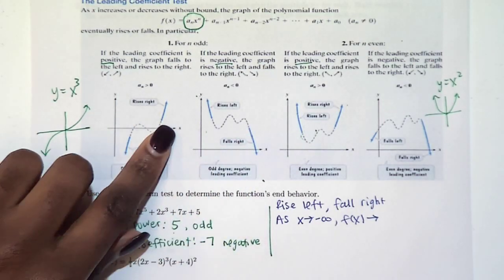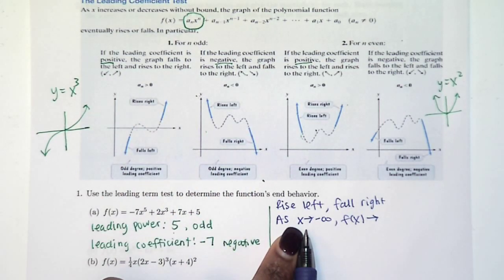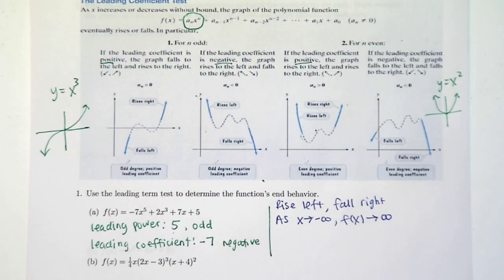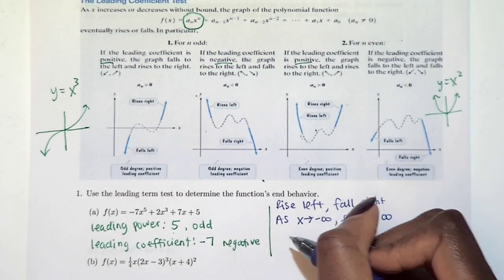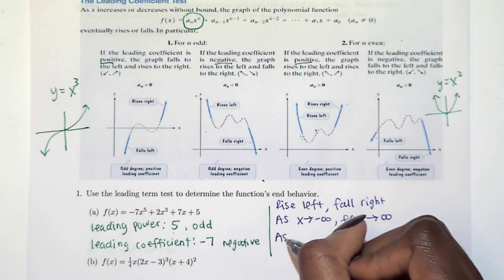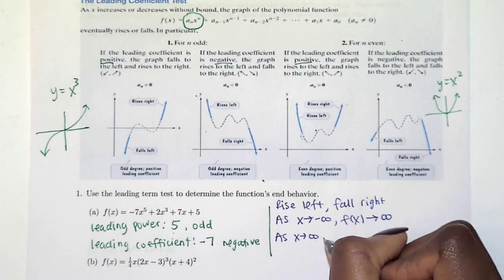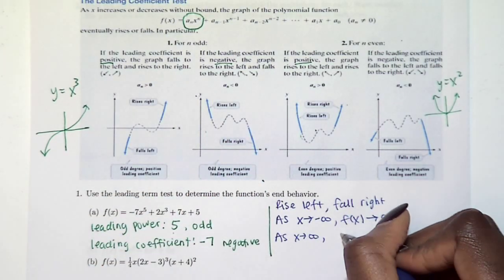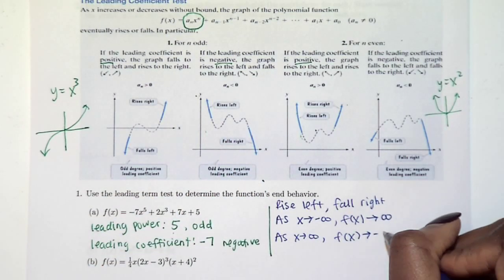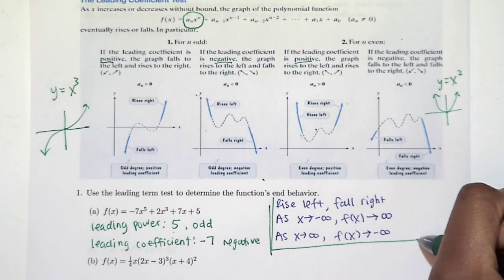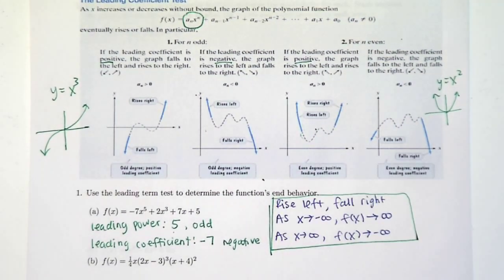So as we go to the left side, x goes to -infinity, our function gets higher and higher, so our function goes to infinity. And then for fall right, what happens on the right side of the number line? X goes to positive infinity. We're going to fall, so we're going to go down. That means f of x is going to go to -infinity. So that is our end behavior of our function.